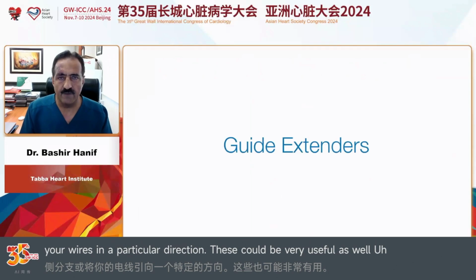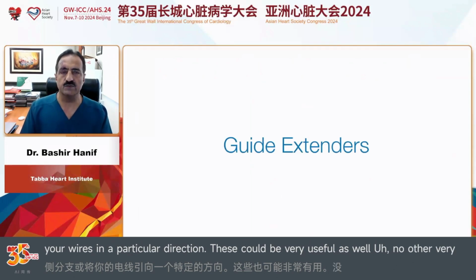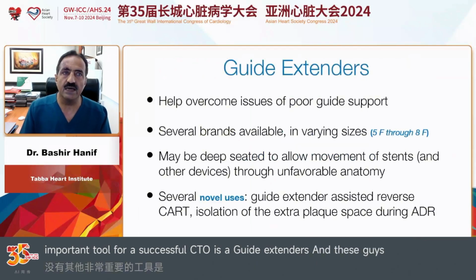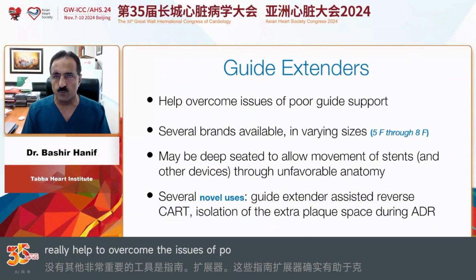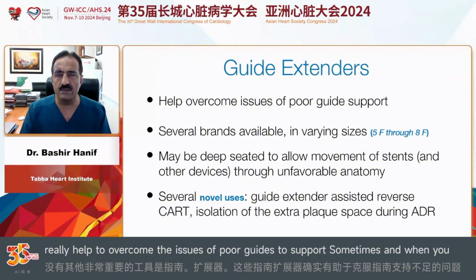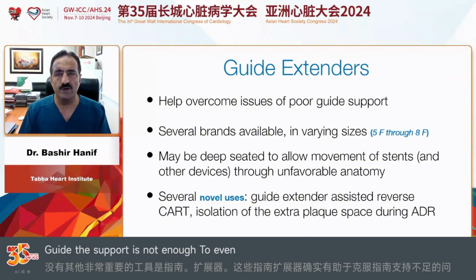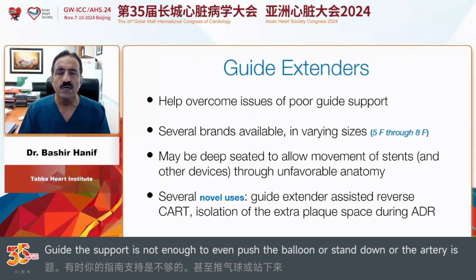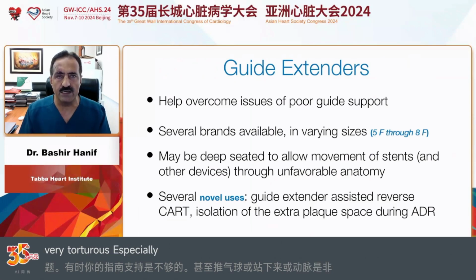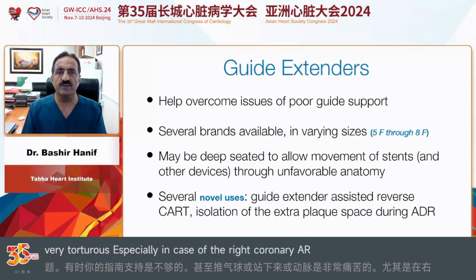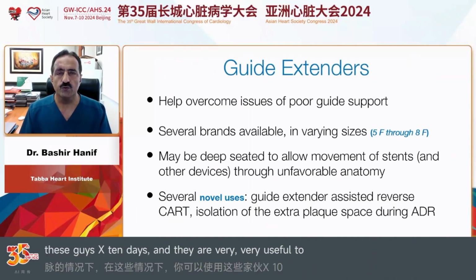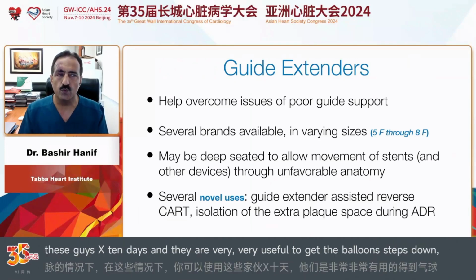Now, another very important tool for a successful CTO is guide extenders. These guide extenders really help to overcome the issues of poor guide support. Sometimes your guide support is not enough to even push the balloon or stent down, or the artery is very tortuous, especially in the case of right coronary arteries. In those cases, you can use these guide extenders, and they are very, very useful to get the balloons or stents down where you want them to be.